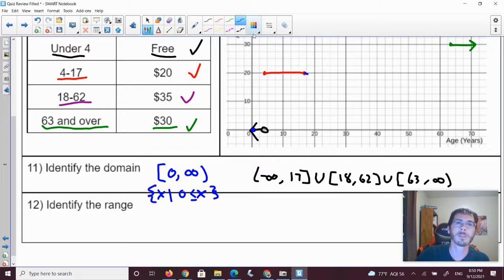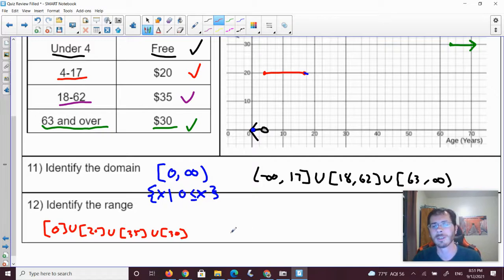For the next part, for number 12, identify the range. So the range is going to be also somewhat strange. We don't really want to use the interval notation here. Because if we did, we would have to say it's free, unioned with $20, unioned with $35, unioned with $30, and that's a lot to write. So the interval notation is probably not the best in this case. The reason we have to write all these out separately is there's a whole bunch of gaps in here. Like, we can't get anything in between any of these prices.